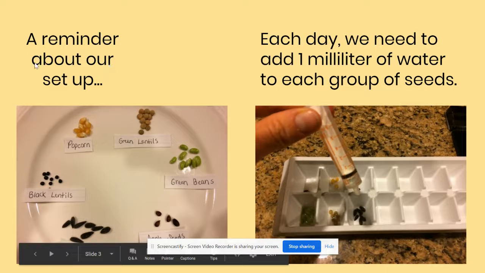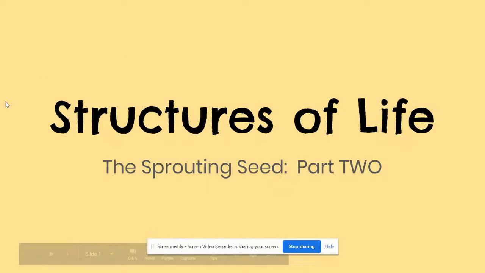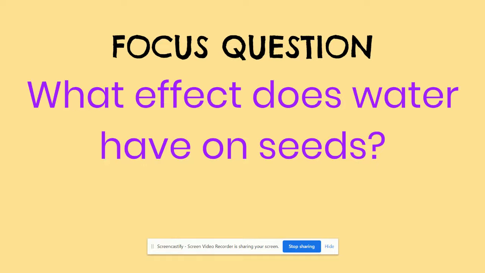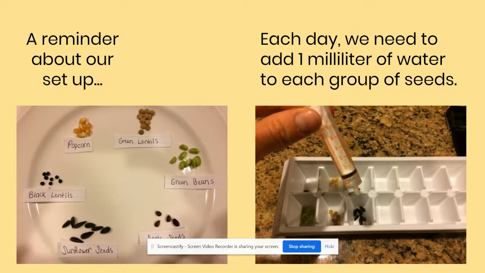Hi, today we're going to be doing the next lesson in our Structures of Life, the Sprouting Seed, and we're on part 2. Remember from our earlier lesson, our focus question is: what effect does water have on seeds? Let's go back and take a look at how our investigation was originally set up.